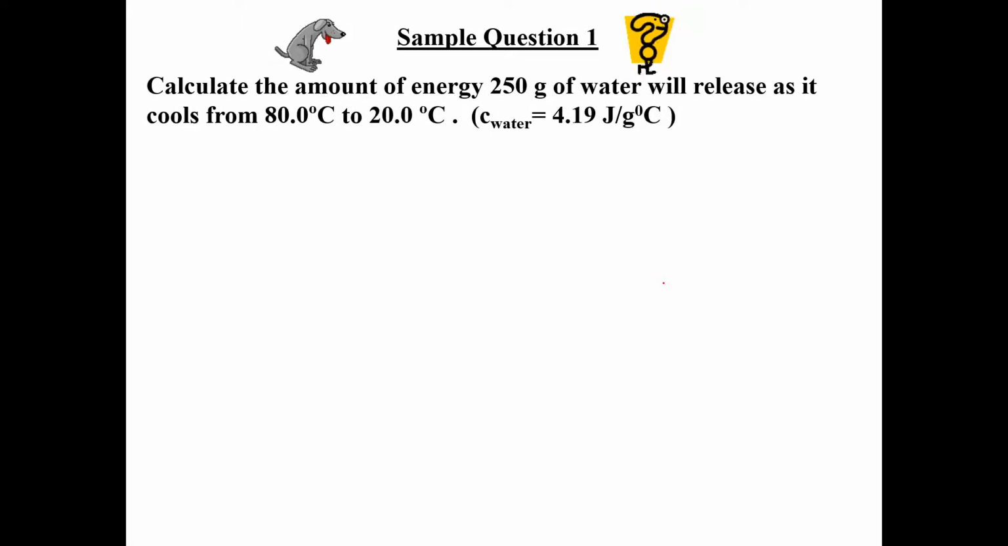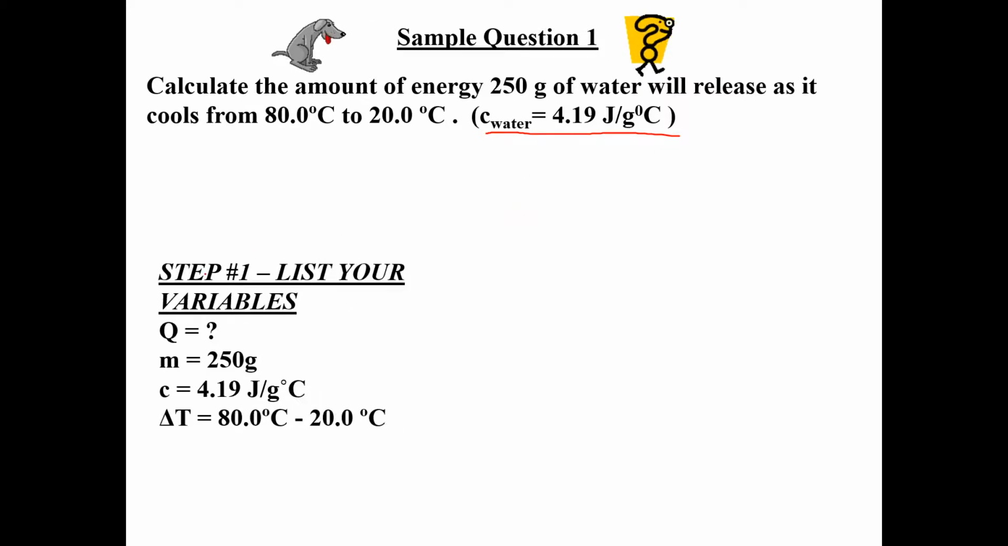Calculate the amount of energy that 250 grams, conveniently converted already, of water will release when it cools from 80 degrees Celsius to 20 degrees Celsius, knowing the specific heat capacity of water is 4.19 joules per gram degree Celsius. So let's start and list our variables. We're looking for Q, the amount of energy change. Mass is 250 grams. Remember, I have to use grams here. Specific heat capacity is 4.19.